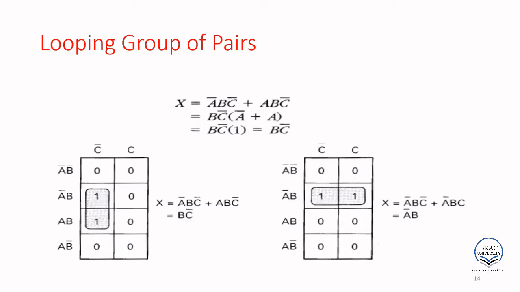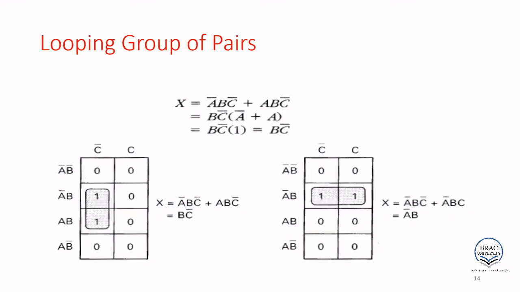So if you are given this truth table, you can make a group. Whenever you are making a group, take the maximum even number of 1s or 0s. For sum of product, take the maximum number of 1s. For product of sum, take the maximum number of 0s. So here these two make a group.